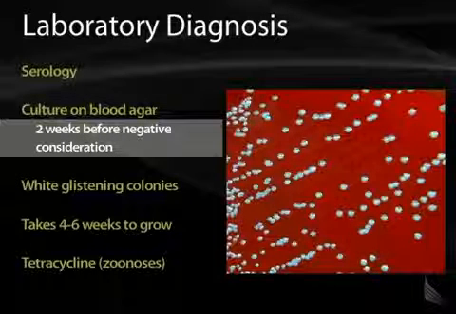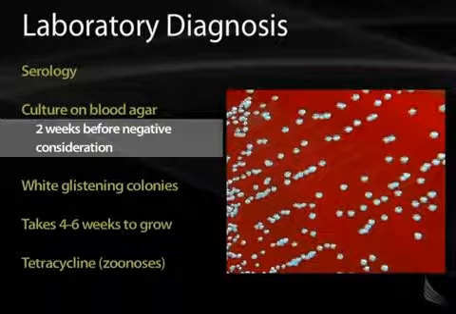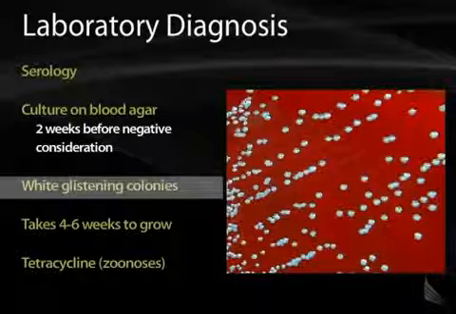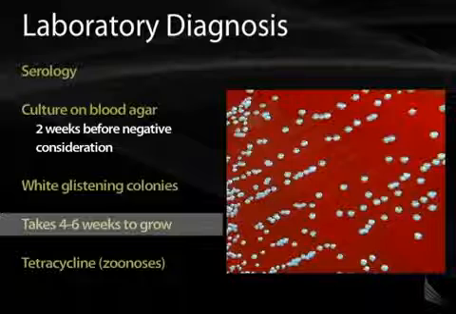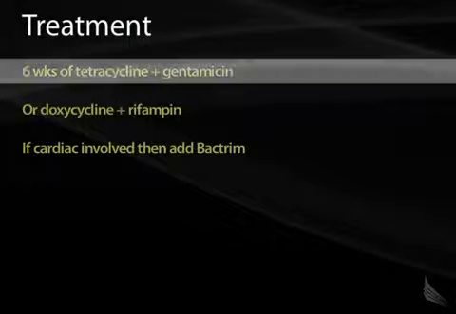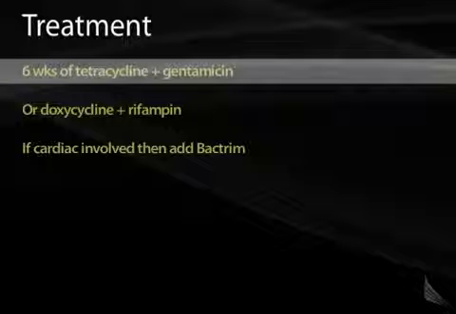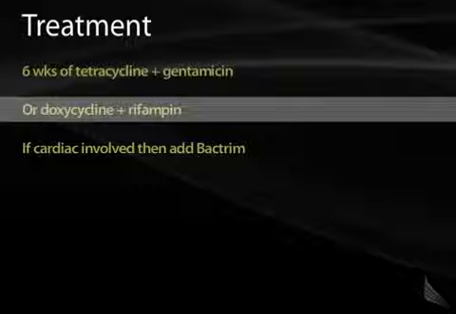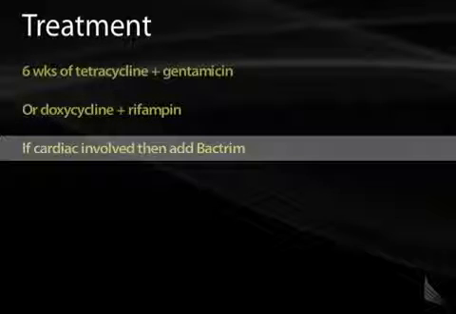It takes 2 weeks because Brucella is so slow growing before you would consider it negative. You look for the small, white, glistening colonies, and they take 4 to 6 weeks to grow. You'll treat most of the zoonoses, including brucella, with tetracycline. You'll need 6 weeks of tetracycline plus gentamicin. Alternatively, you could use doxycycline and rifampin. If there's cardiac involvement with brucella, you'll need to add Bactrim.